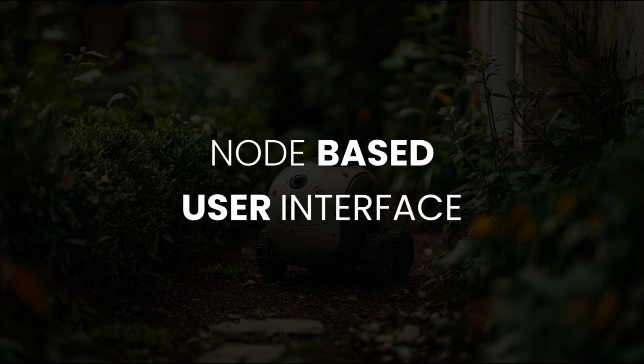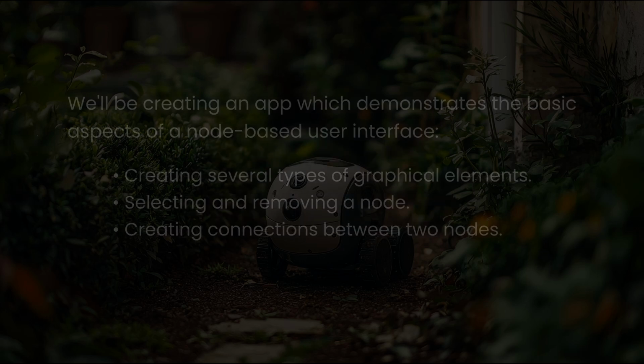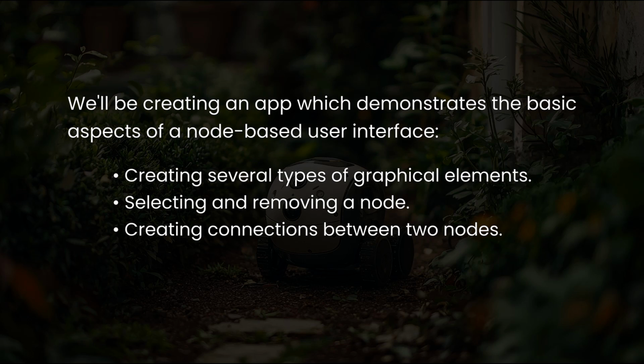This is the fourth video in our series on creating node-based user interfaces for Odoo. In this video, we'll be creating a basic app which shows how a typical node-based user interface looks like. To be specific, we'll be creating an app which demonstrates the basic aspects we've discussed in the previous videos in the series. Creating several types of graphical elements, or in other words, the node types.